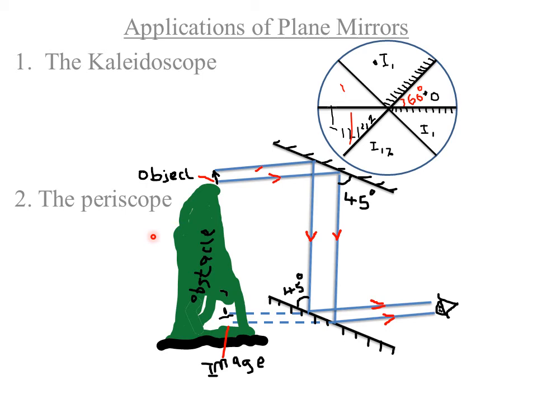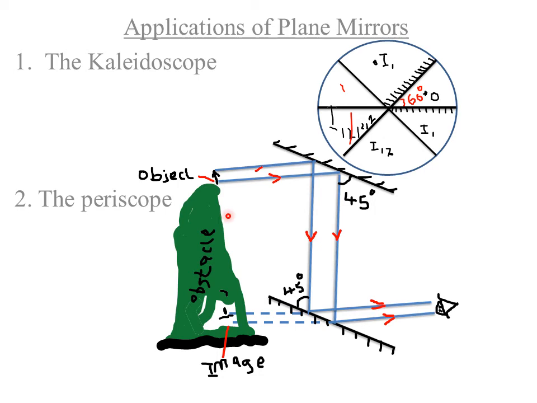Then the images seen with the aid of the instrument are erect and virtual. That is the nature of the images formed by a periscope. They are erect. Erect means upright, and they are also virtual. Virtual means they are imaginary, or they are not formed by actual intersection of the real rays of light.